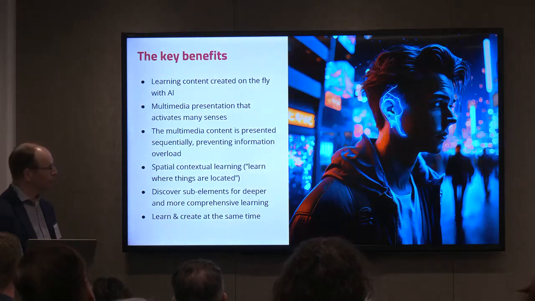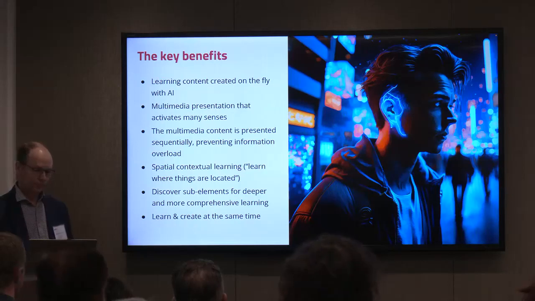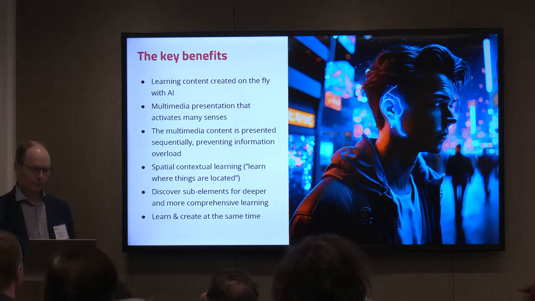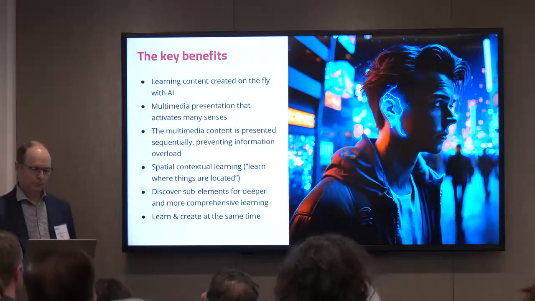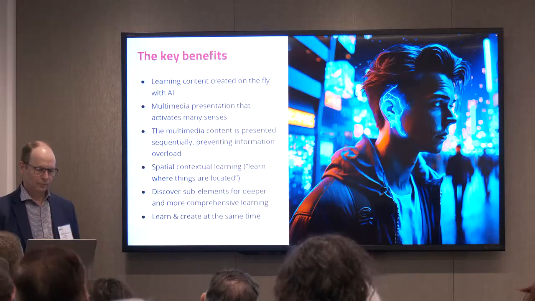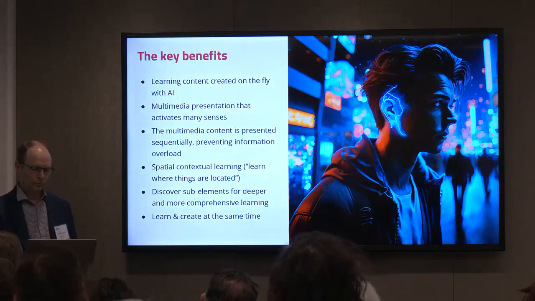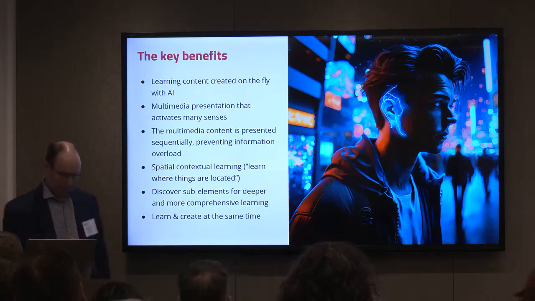And as I mentioned before, another unique experience is what we call spatial contextual learning. So basically, you are not just learning what something is, but also where it is located and its relationship to other objects and parts. And also, an important thing is that we are using AI to discover and find the sub-elements for you, so that you can get a better understanding of the subject that way.